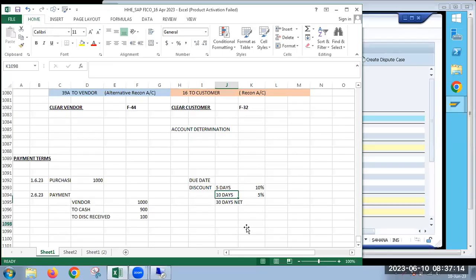We have a concept of baseline date. Basically the due date starts from the baseline date. Here, this is our posting date. We can make the posting date the baseline date, or even a different date. Most probably we will make the posting date the baseline date. So from the baseline date, the system will start counting the days.